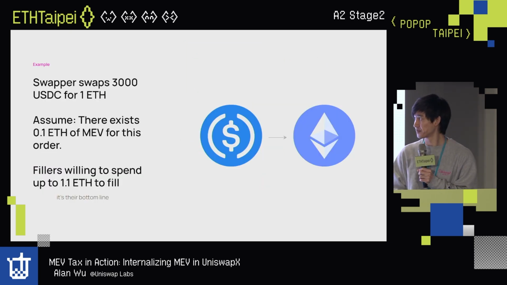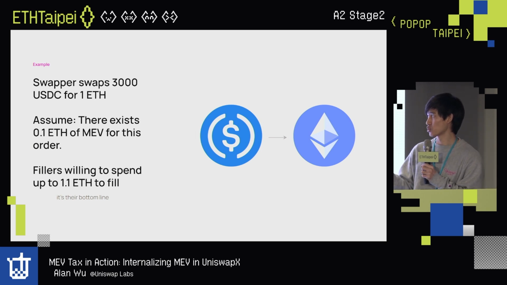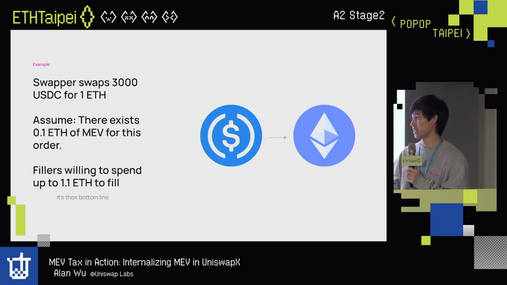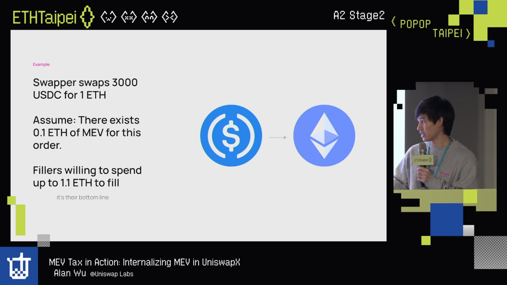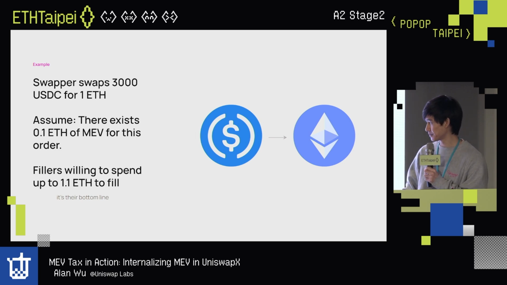Let's go through a quick example. If we have a trade where a swapper swaps 3,000 USDC for 1 ETH, and there is 0.1 ETH worth of MEV for this order, that means that a filler, a competitive one, is willing to spend up to 1.1 ETH to fill the order. 1 to give to the swapper, and 0.1 as priority fees. An important thing to note is that for a filler, all they care about is how much money leaves their pocket. So from their perspective, this trade for them is trading 1.1 ETH for 3,000 USDC.